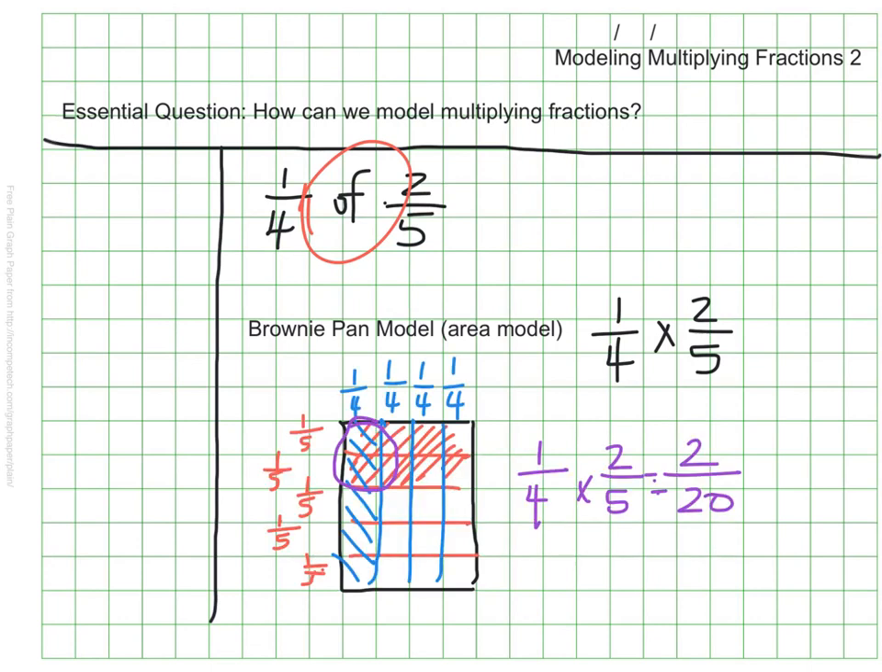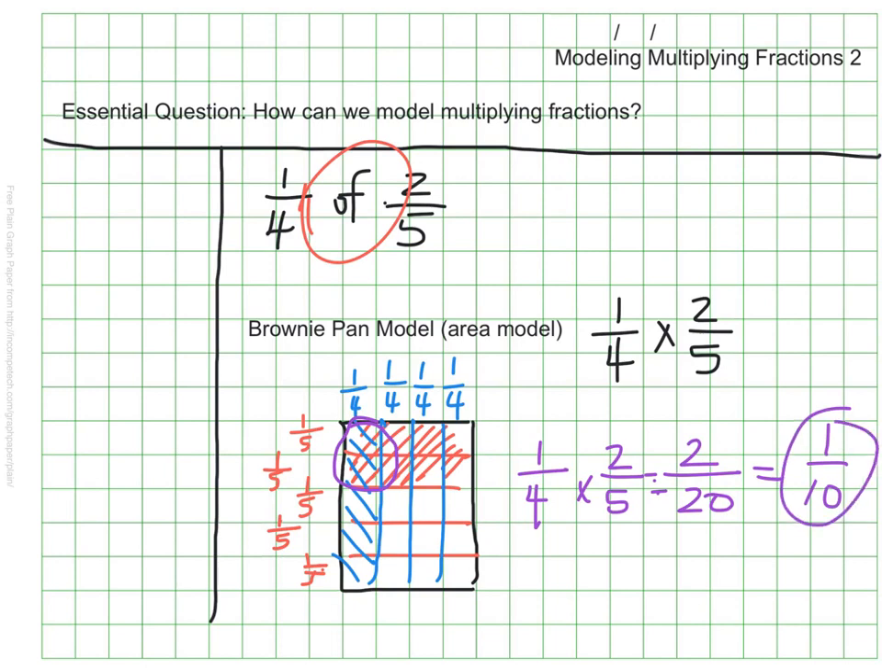How'd you do? I broke my section into fifths, horizontally in red, and fourths, vertically in blue. The sections where they overlapped, there were 2 squares, and there were 20 total spaces in my area model. So I got an answer of 2/20. Of course, that can also be the same as 1/10.